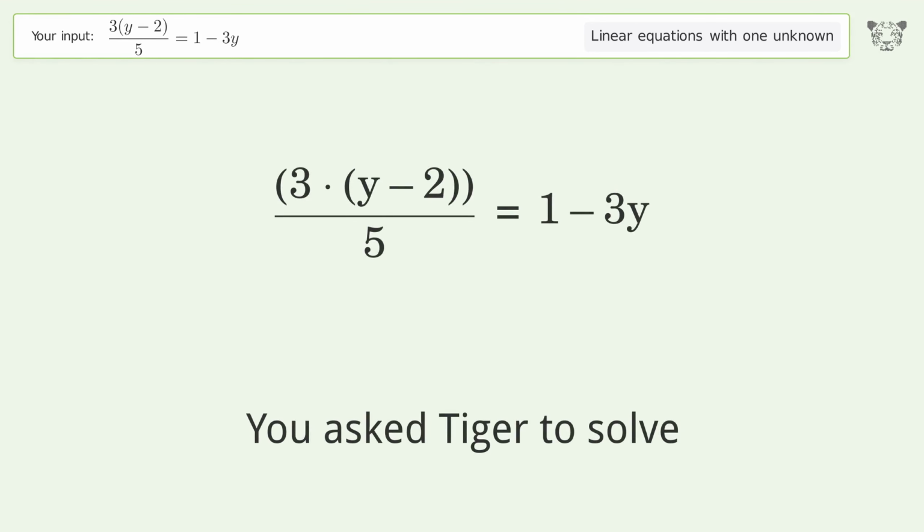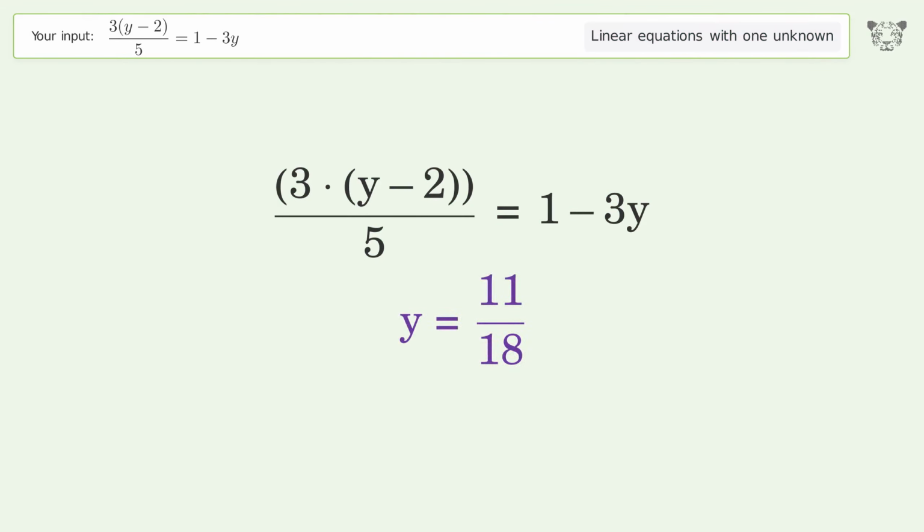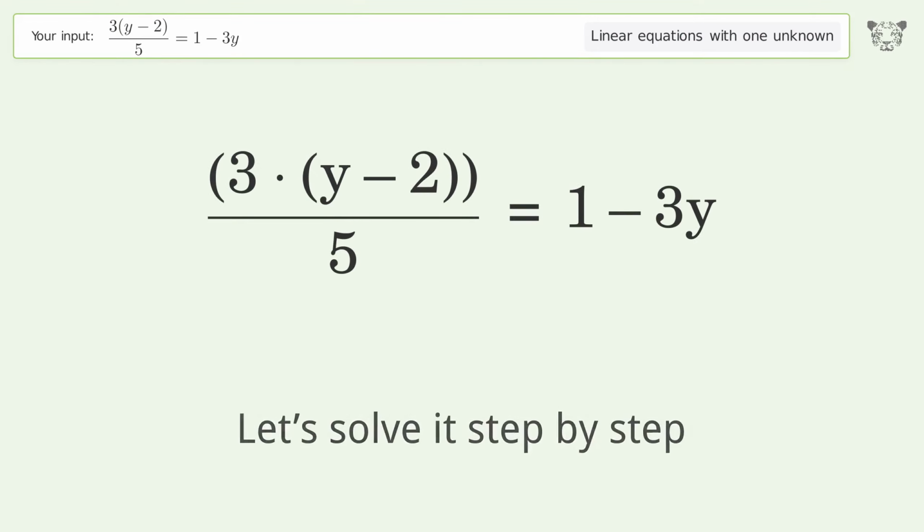You ask Tiger to solve. This deals with linear equations with one unknown. The final result is y equals 11 over 18. Let's solve it step by step.